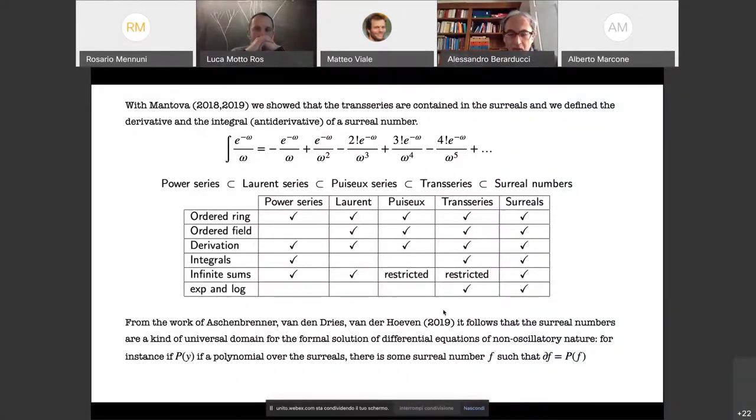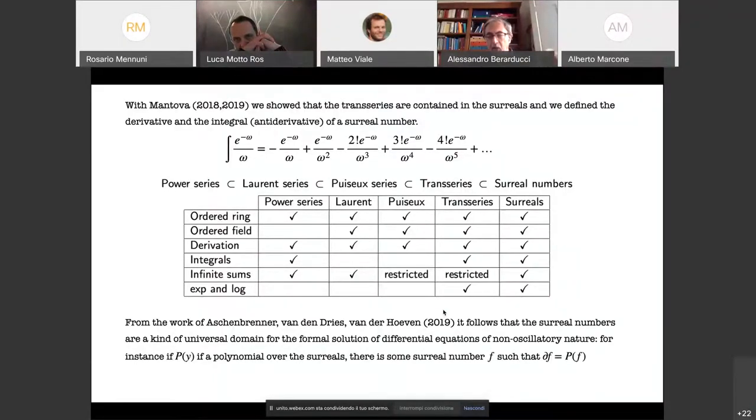And so from the work of Aschenbrenner, van den Dries, and van der Hoeven, who did a lot of work on the transseries, in particular, they showed that the transseries are a kind of universal domain for the formal solution of differential equations of non-oscillatory nature, like log and exp, but sine and cosine are not good for the surreals. You can define sine and cosine on the surreal interval 0, 1, or even minus 10, 10, but not globally.